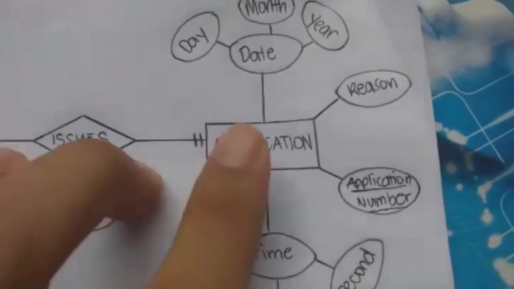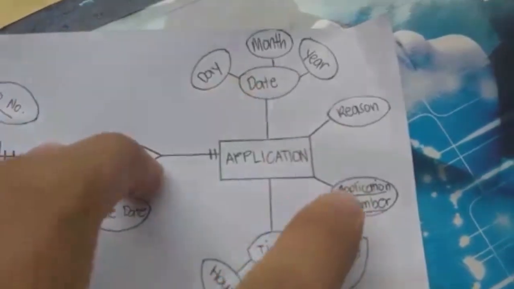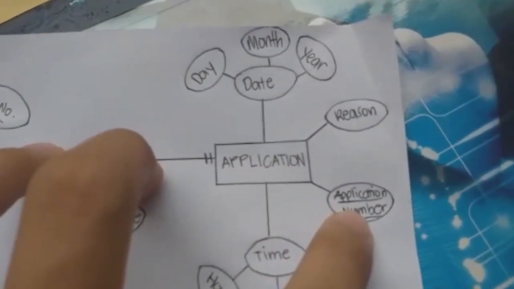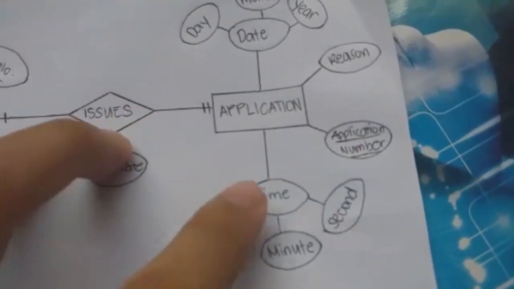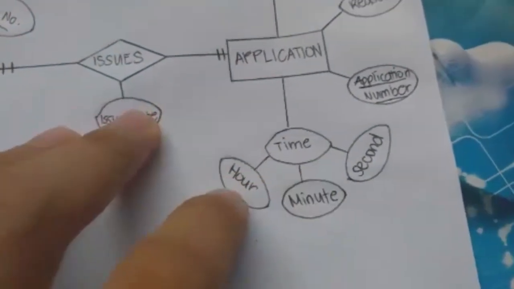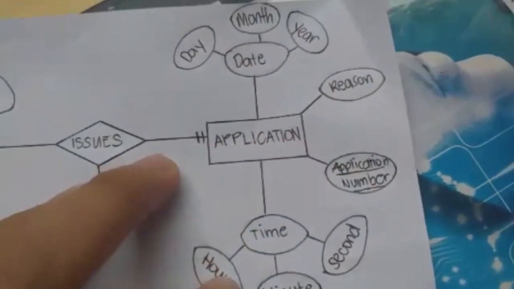Now let's focus on the application. The entity application has attributes: date, reason, application number, which has an underline on it, so it means it is a primary key, and the time. Now let's go back to date. The date has attributes, which are the day, month, year. The time also has attributes: hour, minute, and second. And other than that, there are no other attributes.